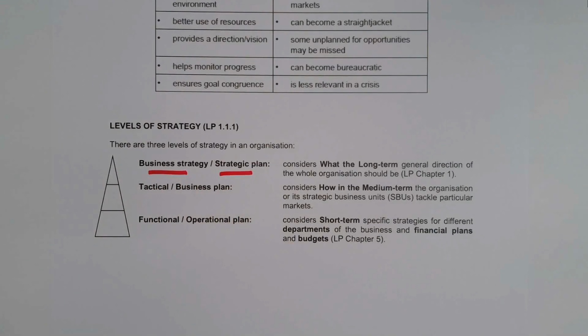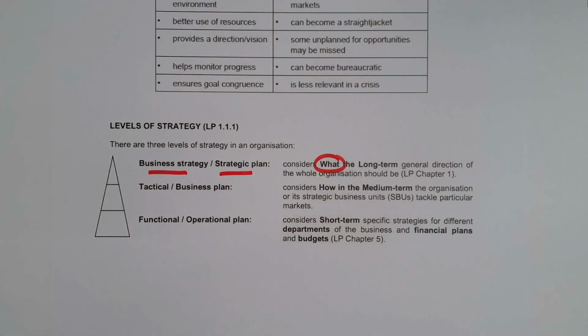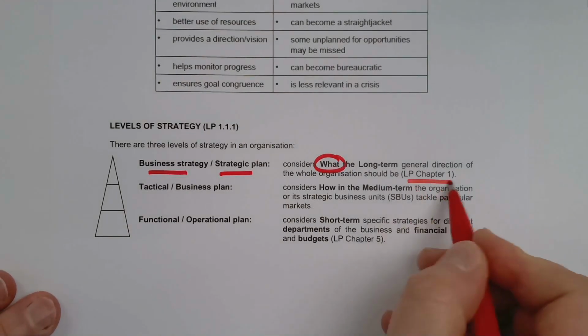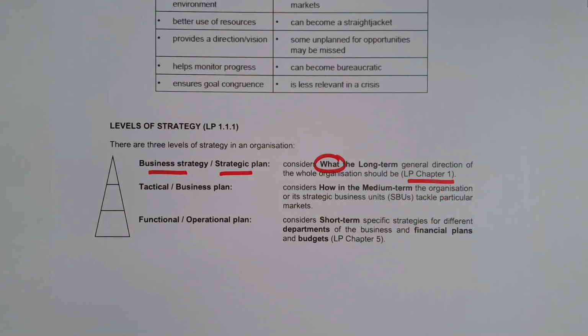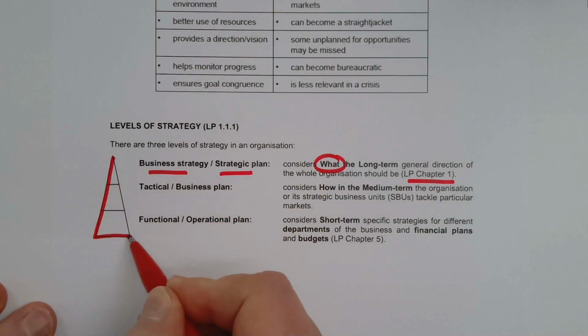If the examiner is talking about a business strategy or a strategic plan, he's wanting you to start considering what is the long-term general direction of the whole organization. This is what Chapter 1, first of all, is giving us. It's giving us this long-term direction. And there it is again.